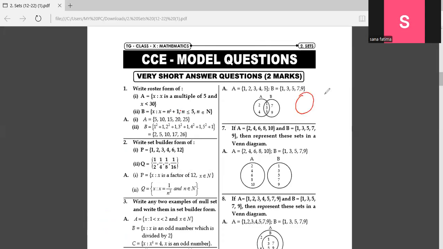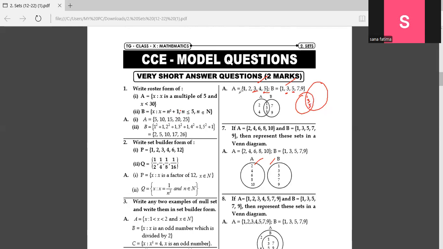You have to be careful. If this set and this set have anything in common, then you have to draw like this. If they don't have anything in common, you have to draw them separate like this. First, you have to study the set. 3 is common, 5 is common. So you have to write down 1, 3, 5. Whatever is common, you have to write in between.